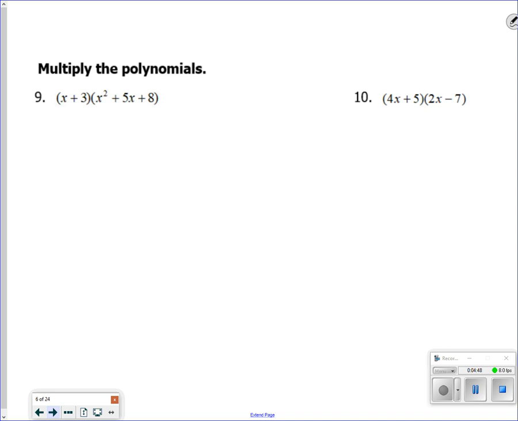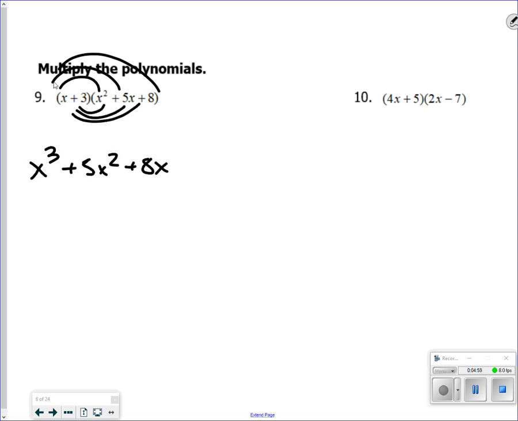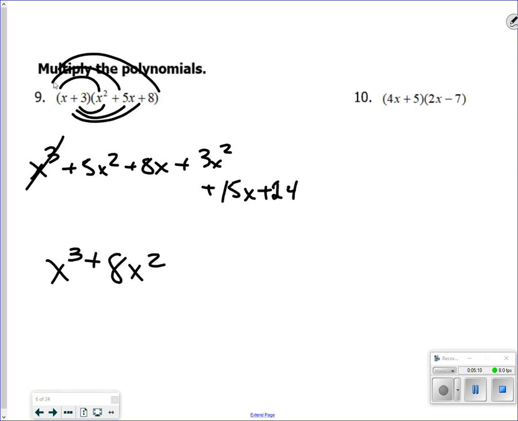Next one. This one is a binomial times a trinomial. So you're going to take the x times all 3. And then you're going to take the 3 times all 3. Oops, 24. And then add any of the like ones together again. So I have x cubed, 8x squared. And remember, when you're adding and subtracting, you do not change the letter. So 8x and 15x plus 24.